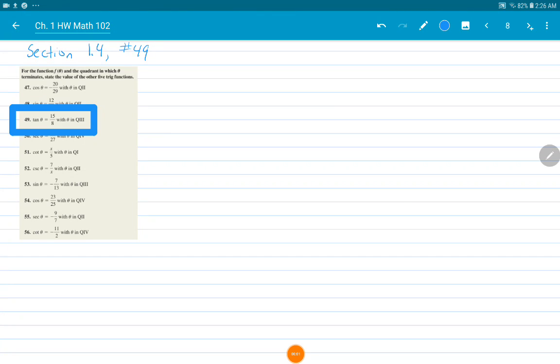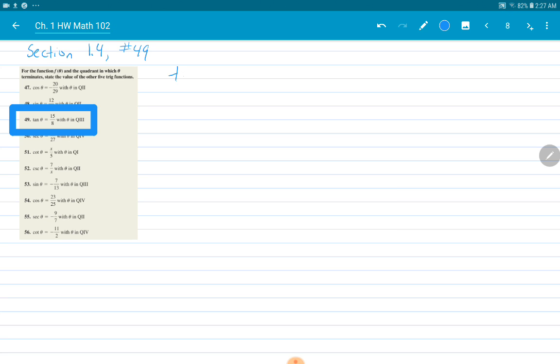In this section of 1.4, we're asked to find, given a function in the quadrant, to state the value of the other 5 trig functions. We already have a way of doing this from lesson 1.3 using finding x and y and r. But for 1.4, I'd like to focus on the relationship between the trig functions and their fundamental identities. So let's try to use that method on this problem.